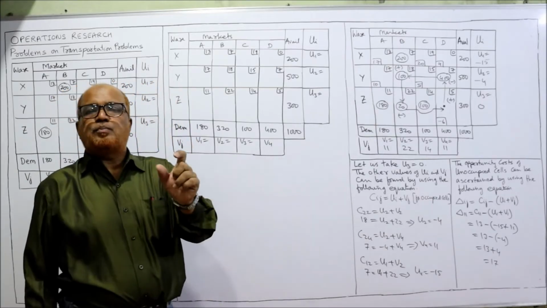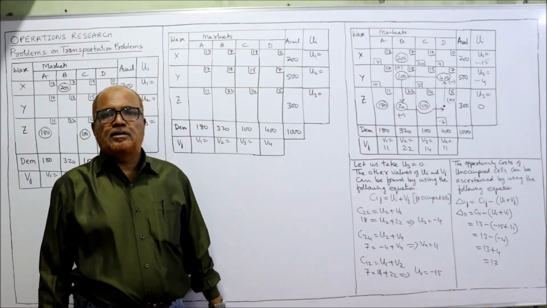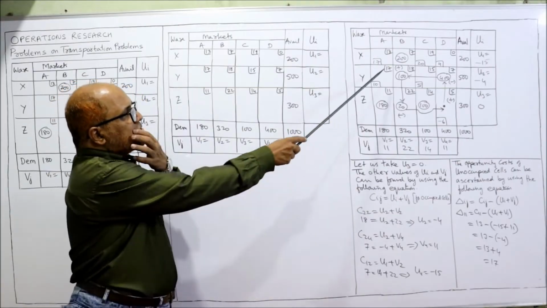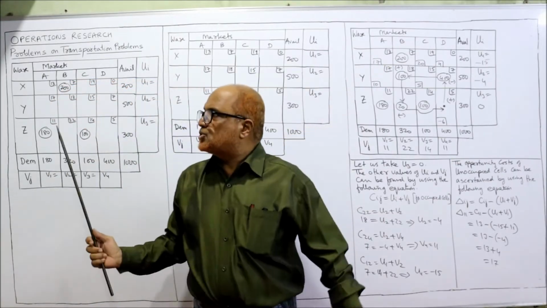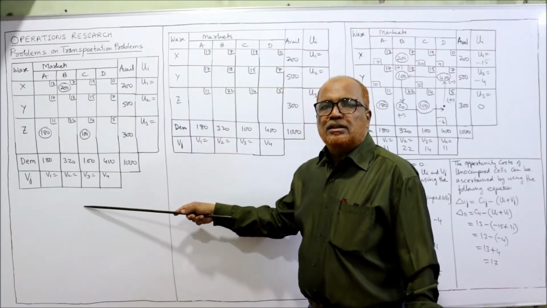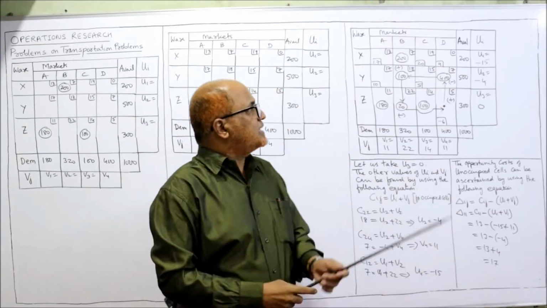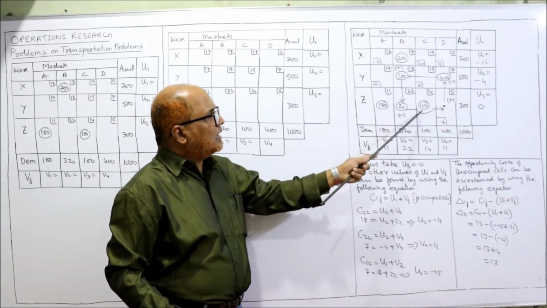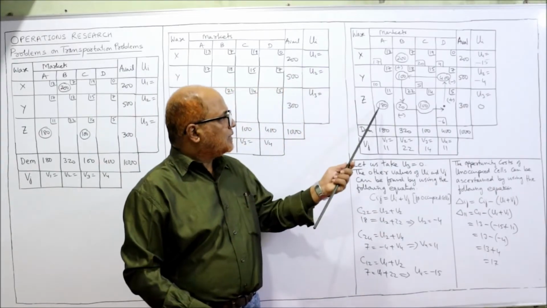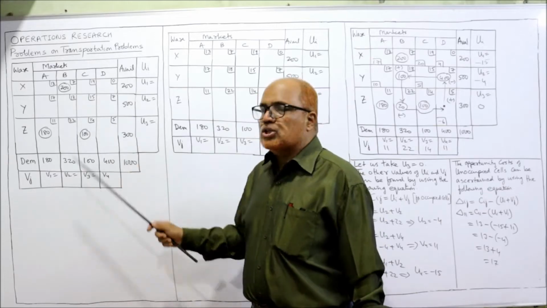That means wherever there is positive, add 20. Wherever there is negative, subtract 20. Keep the other allocations as they are. So I have prepared this table. After that table, I have prepared this table. So in this table, the other allocations: this is 200, so same 200 I have taken. This 100, same 100 I have taken, right? 180, same 180, because there are no changes in these allocations.